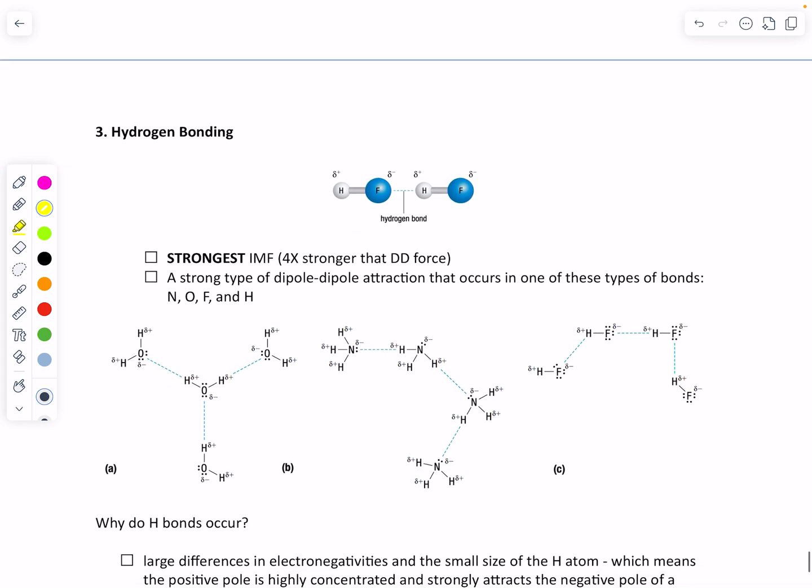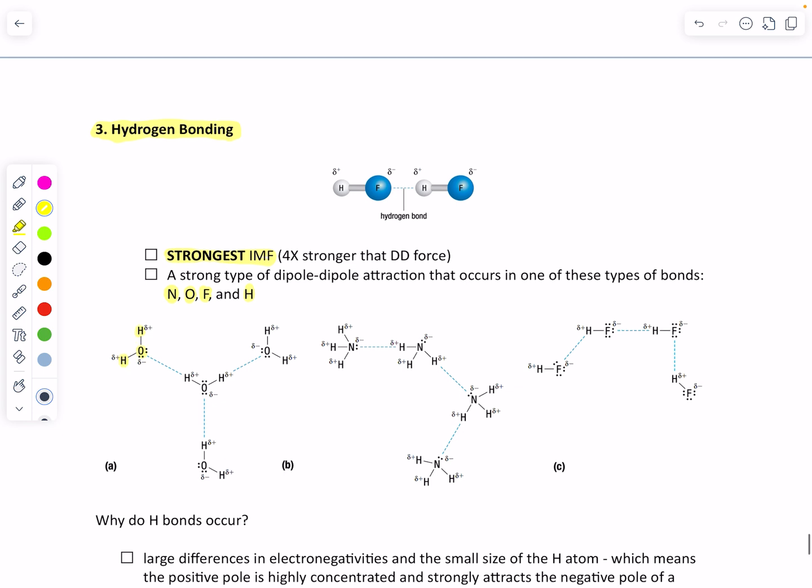Next, we'll look at hydrogen bonding. Hydrogen bonding is very important, not only in chemical reactions, but especially in biological processes. These are the strongest intermolecular forces, 4 times stronger than the dipole-dipole forces. A strong type of dipole force of attraction that occurs only in specific types of bonds between nitrogen, oxygen, fluorine, and hydrogen. So here we have oxygen and hydrogen, and in between molecules of water, there are hydrogen bonds.